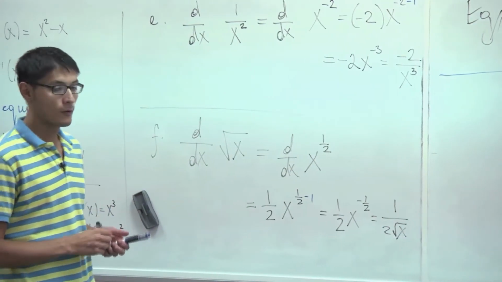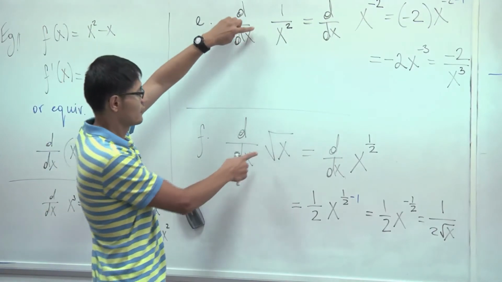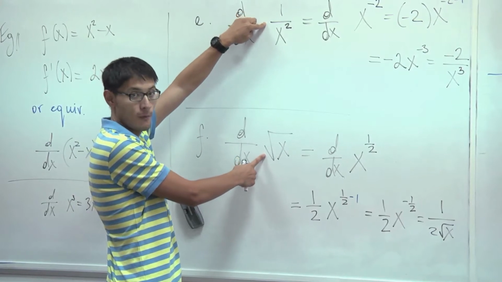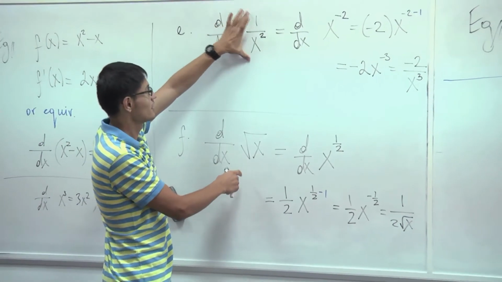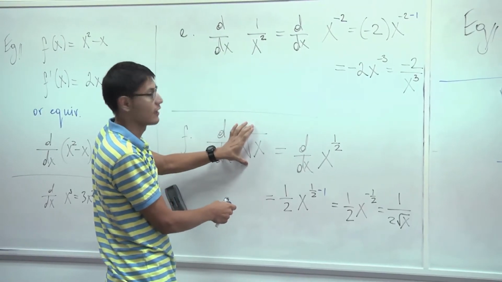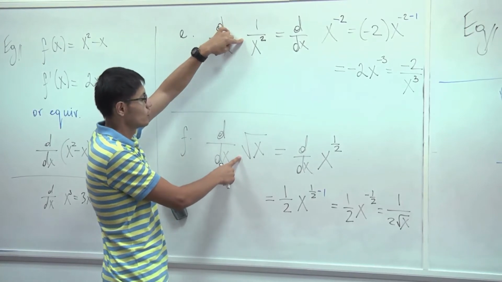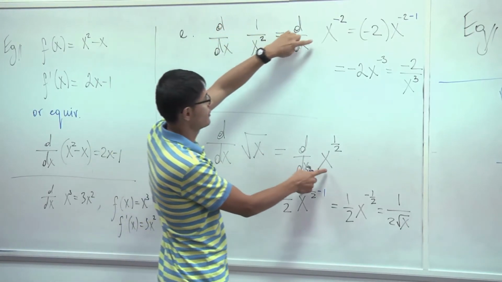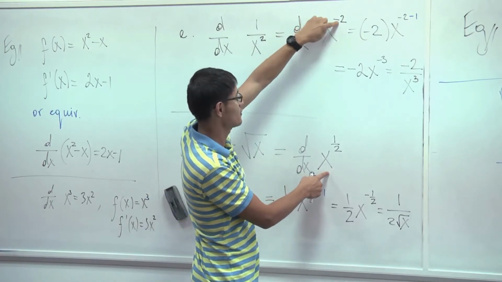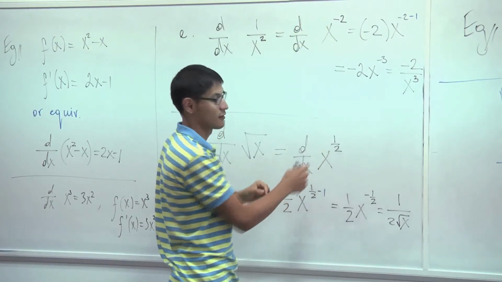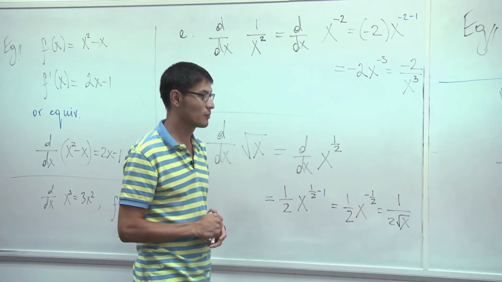Okay, so the point of the last two examples is that sometimes you have terms that are not given in the form x to the n. So this is not x to the n. This is also not x to the n. In that case, when this happens, you need to first rewrite them in the form x to the n. So here I wrote it as x to the minus 2, and this guy I wrote as x to the 1/2. And then you apply the power rule. So keep that in mind.